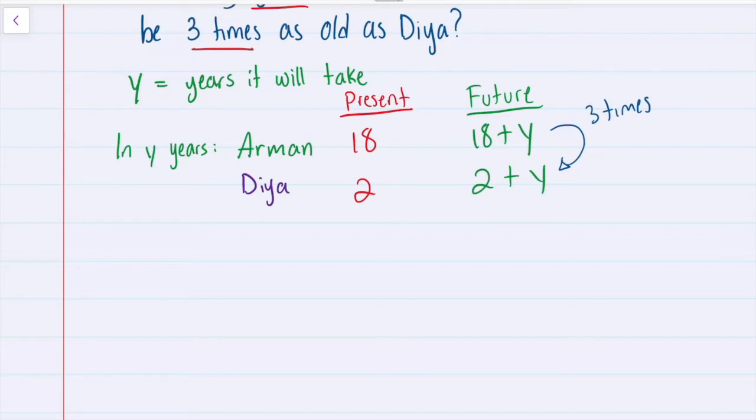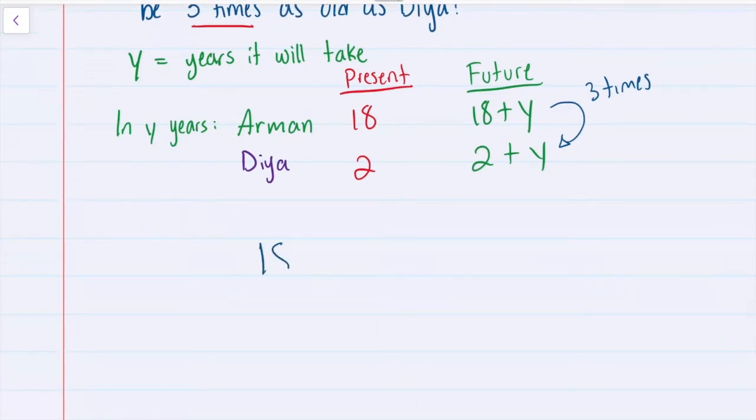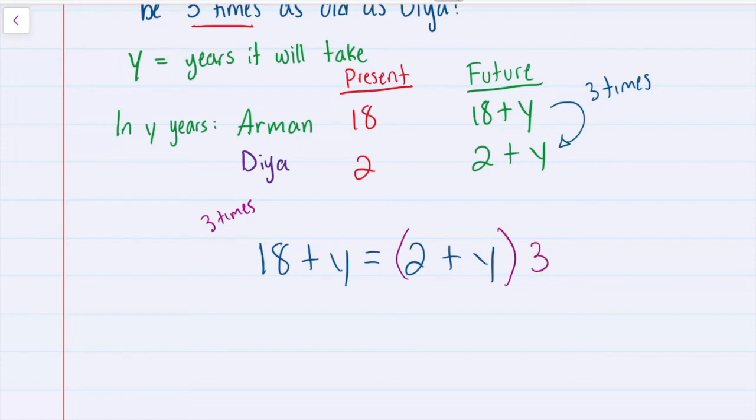So guys, let's use the same way to solve this. If I were to put these equal to each other, well, like I said, right now they're not equal. Who is 3 times older? Armand, he is 3 times older right now. How do I make this equation equal? Well, by multiplying the other side by 3. So now that we're ready, let's go ahead and solve.